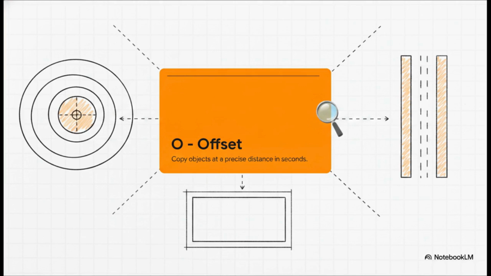Whether you're setting up wall thicknesses, making concentric circles, or laying out parallel pathways, just typing O gives you that exact, uniform distance. And you don't have to manually copy things or try to calculate crazy coordinates in your head. It is incredibly fast and incredibly precise.